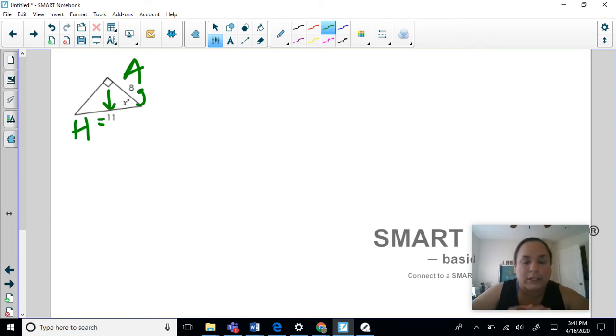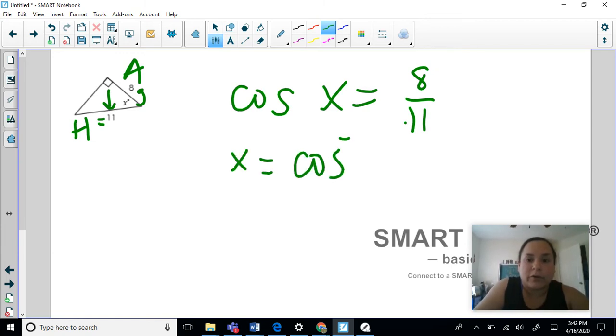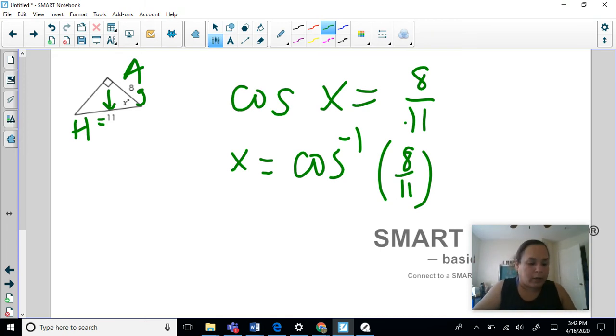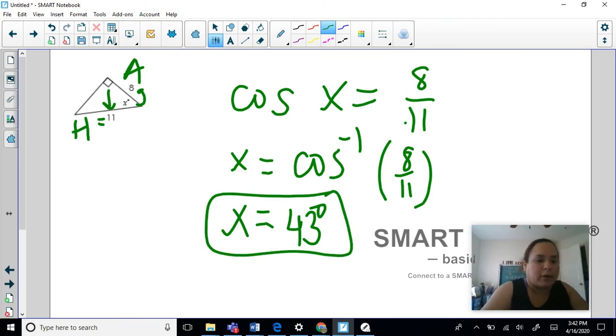So in this case, we are dealing with cosine. So we're going to set up cosine x equals 8 over 11, and we're going to isolate the x. And so x is going to equal cosine inverse, or the inverse of cosine, and we're going to put 8 over 11 inside of the parentheses. In the calculator, I'm going to plug that in. This is what I get, 43.34. So that means that x is equal to 43 degrees. Okay, and that's the value of that angle.